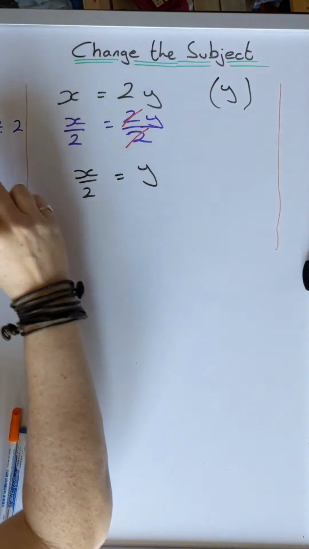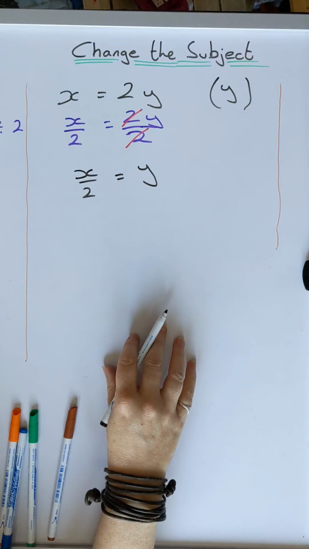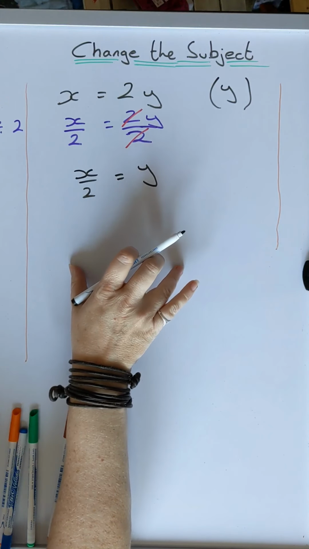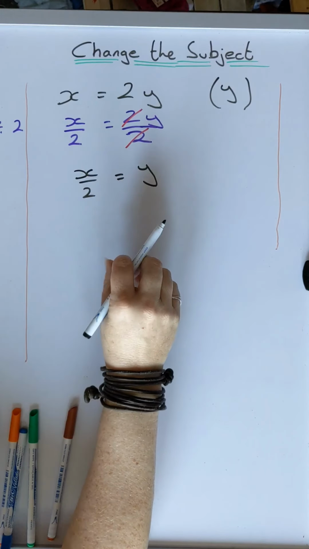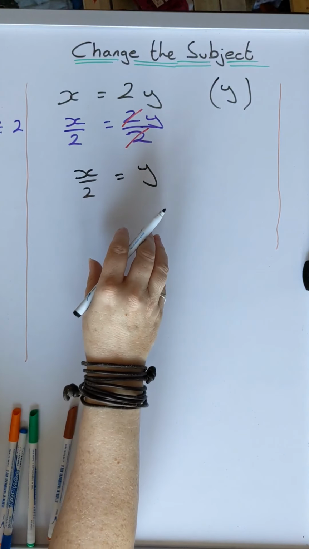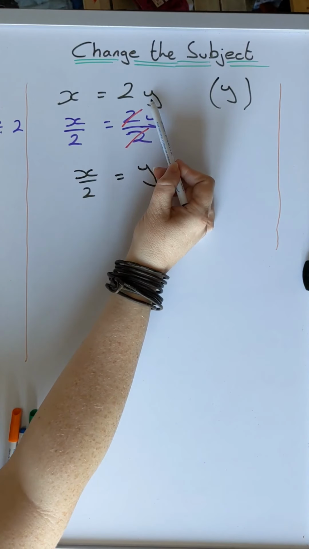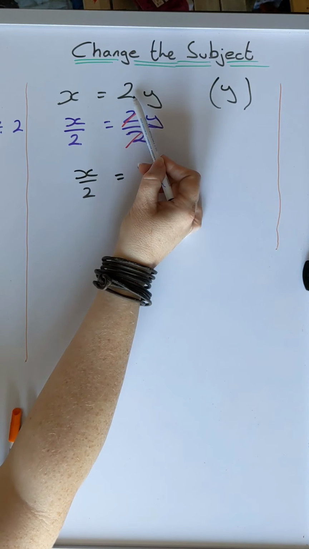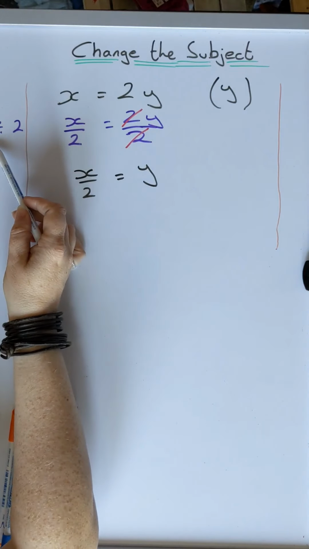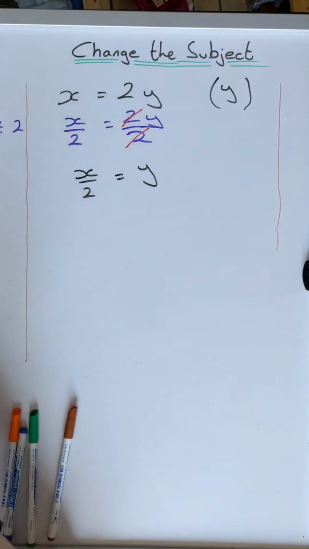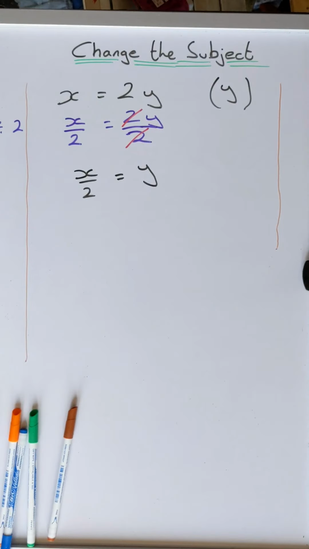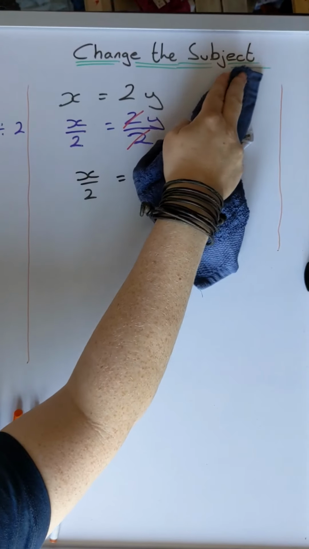Now everything we do in changing the subject we have to do to both sides, and the easiest way to remember it is that you're always doing the opposites. So here we had 2 multiplying the y, so we had to do the opposite. So we'd have dividing instead. So now to give you some more examples.